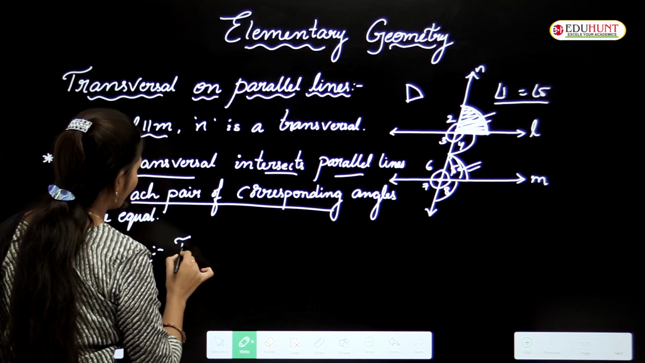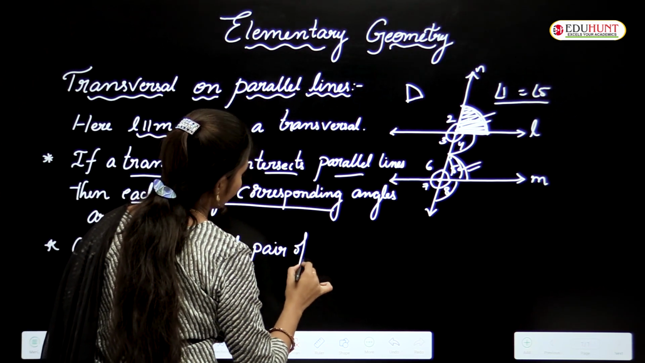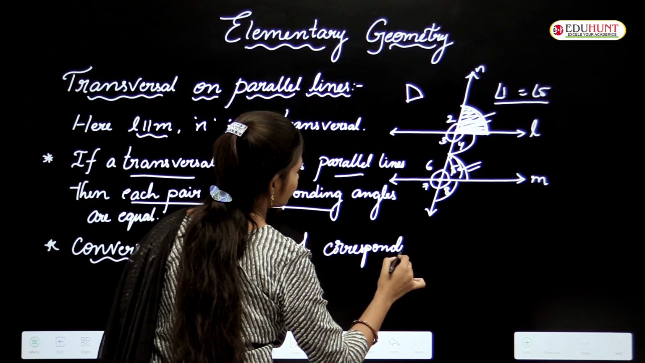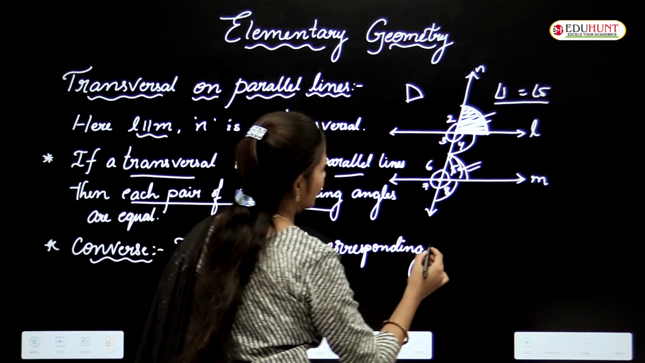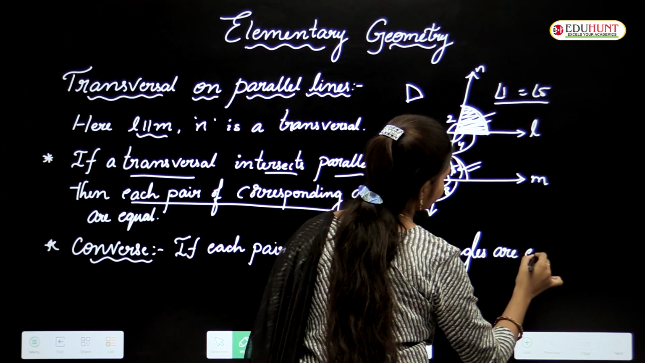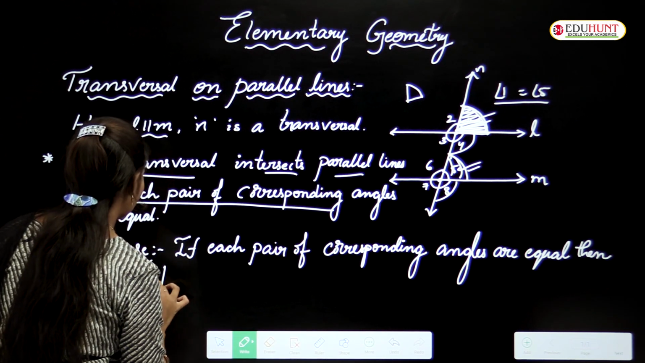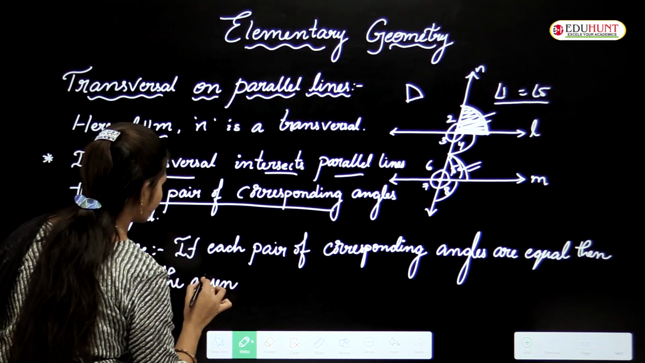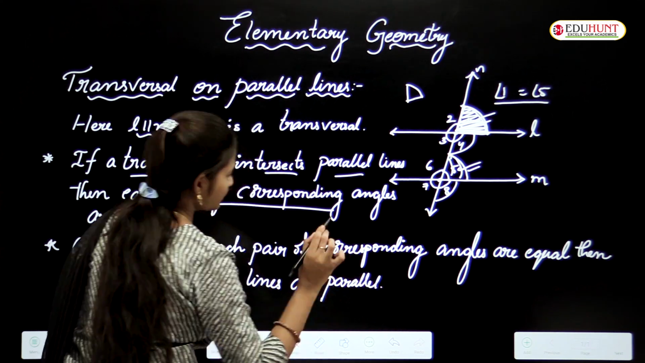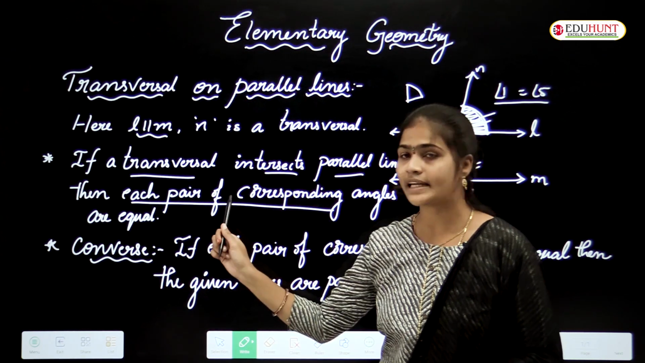If each pair of corresponding angles are equal, then the given lines are parallel. Okay, see that second condition, that is the converse of the given statement.